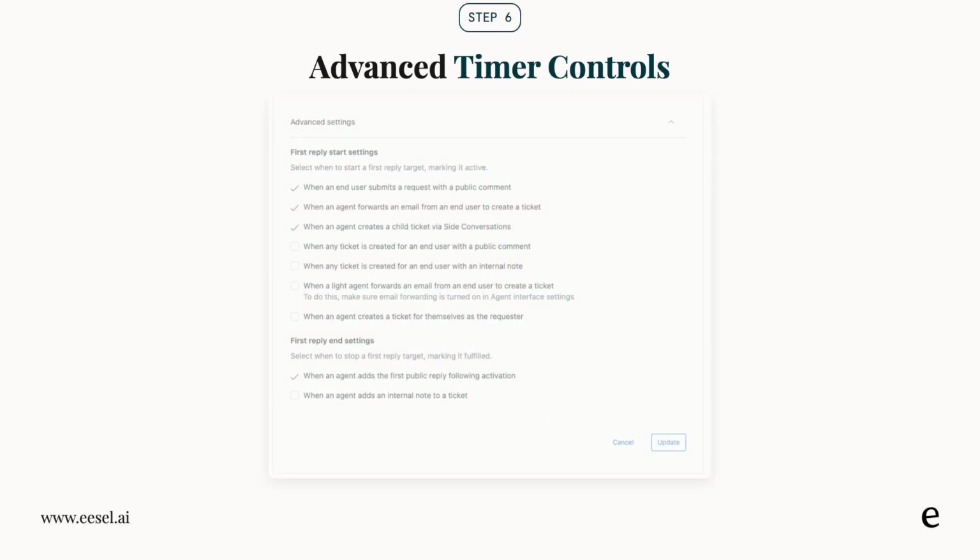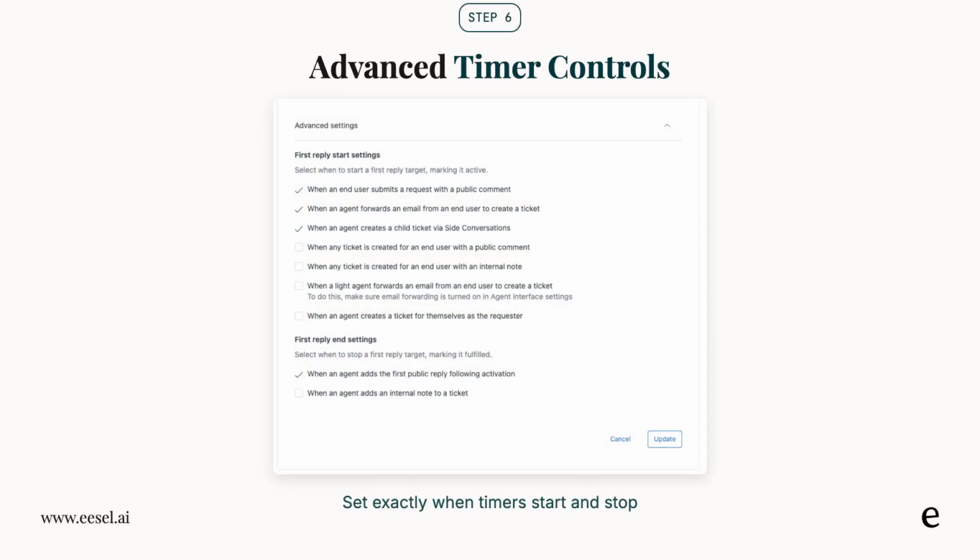For first reply time and next reply time, Zendesk offers optional advanced settings that give you fine control over when timers start and stop. You can choose whether internal notes trigger the clock, whether voicemail tickets are included, and what actions count as fulfilling the SLA. These are worth reviewing if your team does significant internal collaboration before customers see a reply.